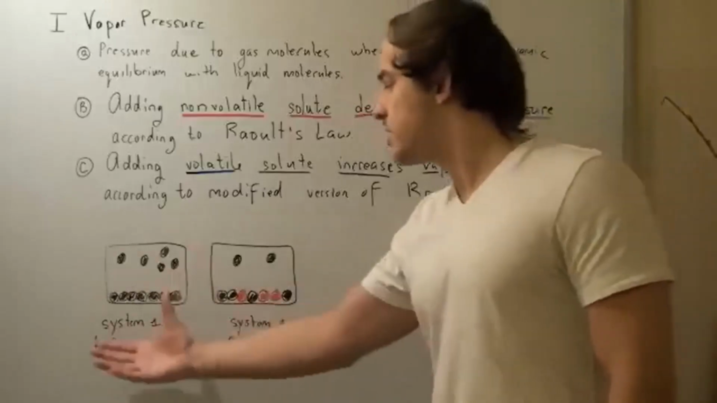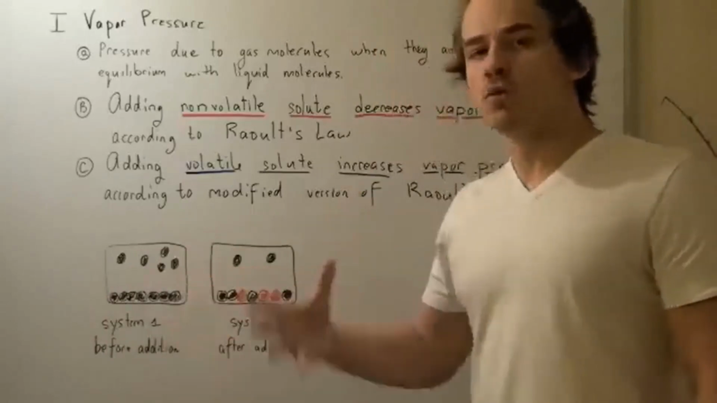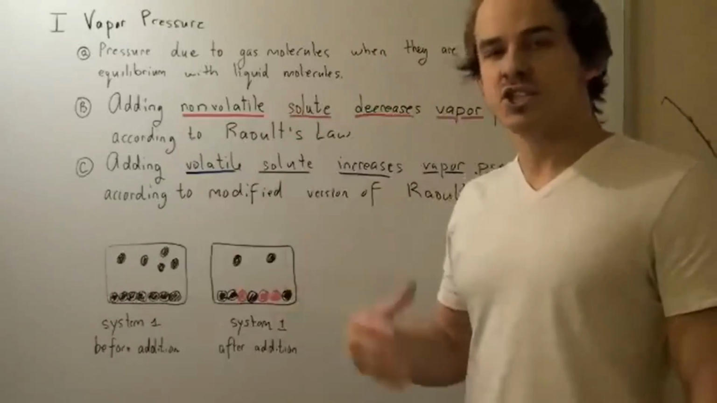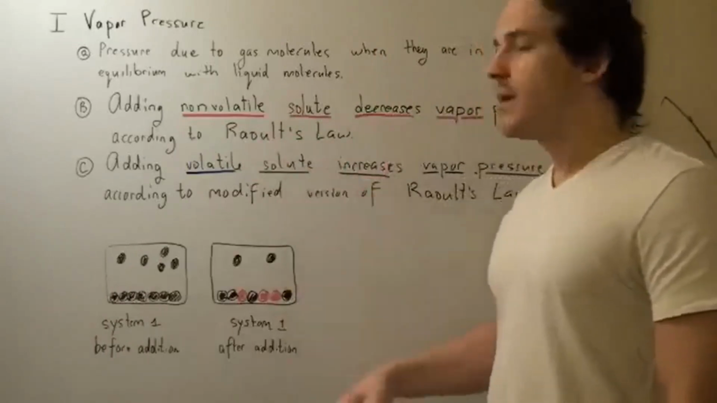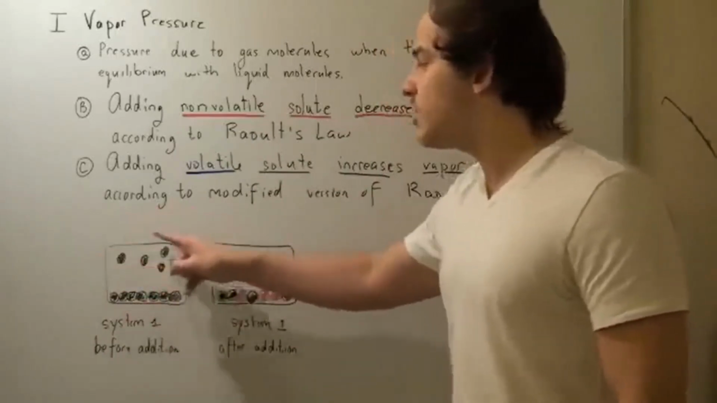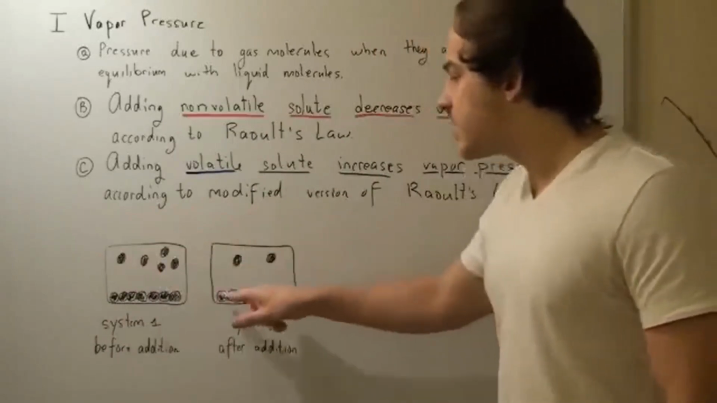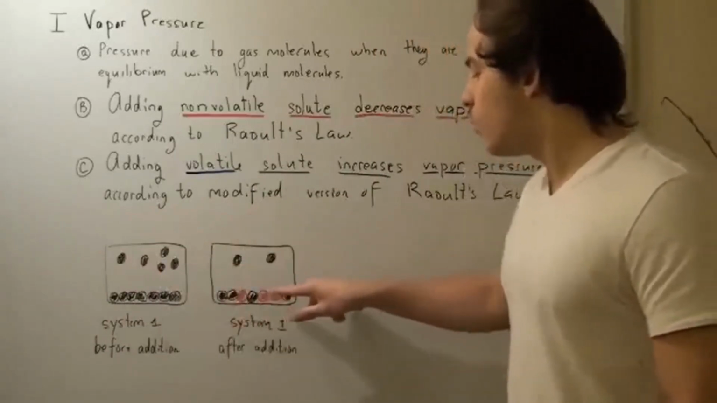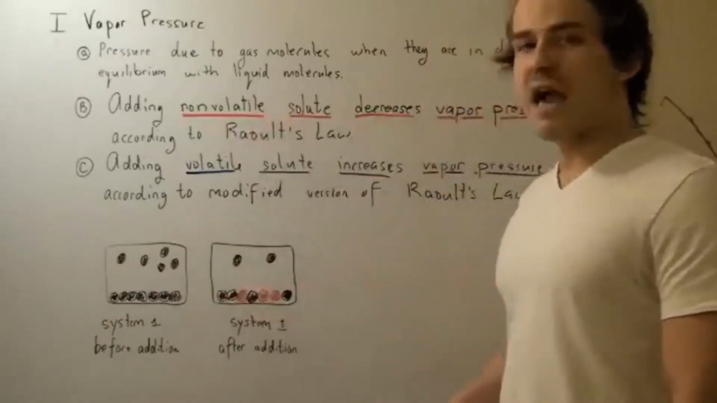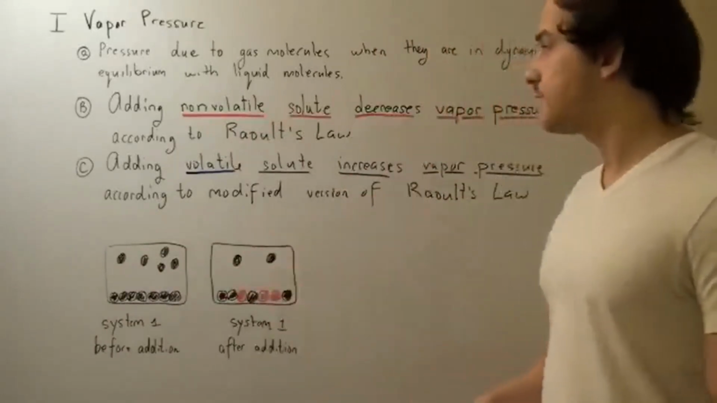So let's see 2 systems. The first system is the system before we add our non-volatile solute. The second system is after the addition of the non-volatile solute. Before addition, a certain vapor pressure is created due to the molecules found in the space above. After addition, some of the solvent molecules will be replaced by the non-volatile solute, and so less will evaporate, and therefore the vapor pressure will be less.